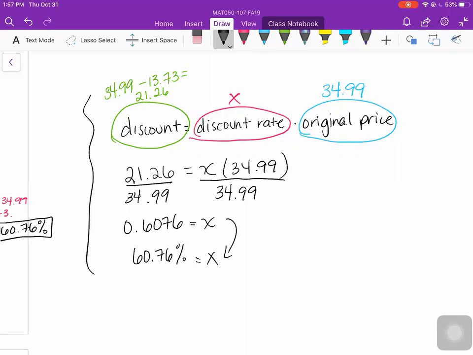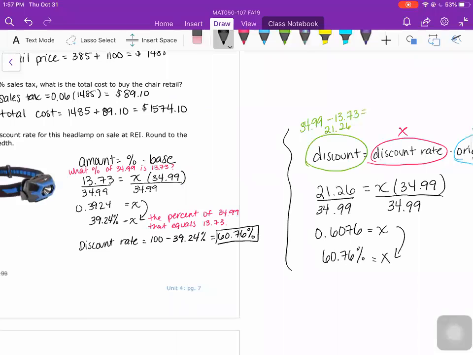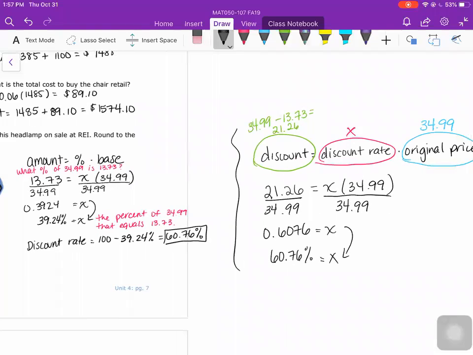You're still doing that. Now you're just stating it as an equation first. Okay. Any questions? You're fine. So we could have easily gone into the discount equals discount rate times original.